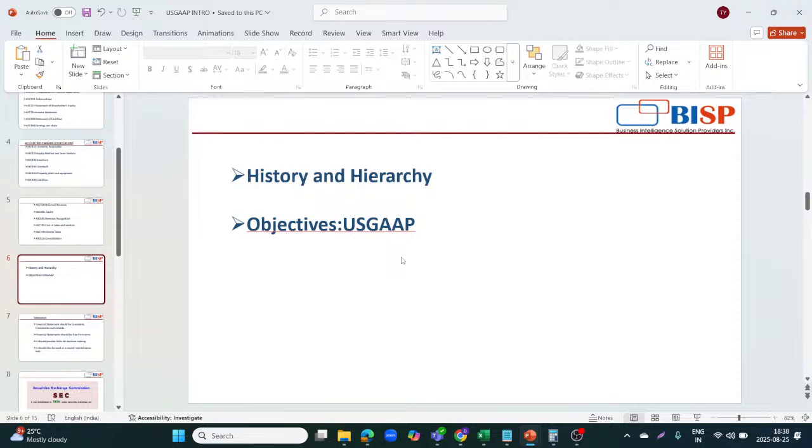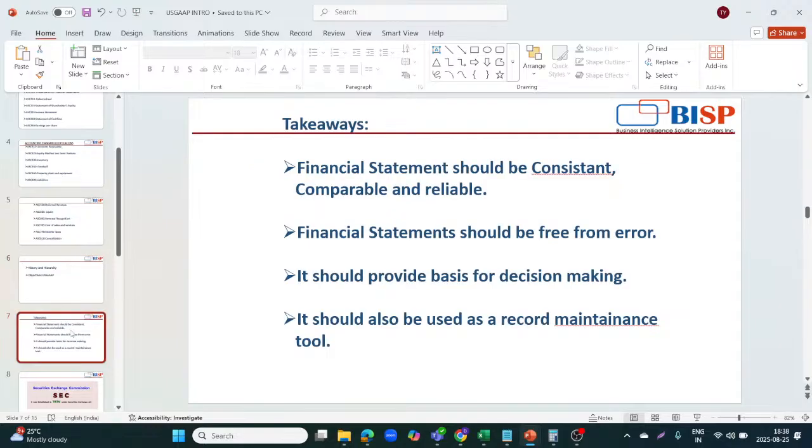So the objective of US GAAP is also maintaining the record of financial statements pertaining to the company. Now here are some takeaways that we have discussed related to the objectives of US GAAP. Financial statements should be consistent, comparable and reliable. They should be free from error. They should provide a basis for decision making. They should also be used as a record maintenance tool. So these are your takeaways on the objectives of US GAAP and the importance of the financial statement as per Accounting Standard Codification 105.